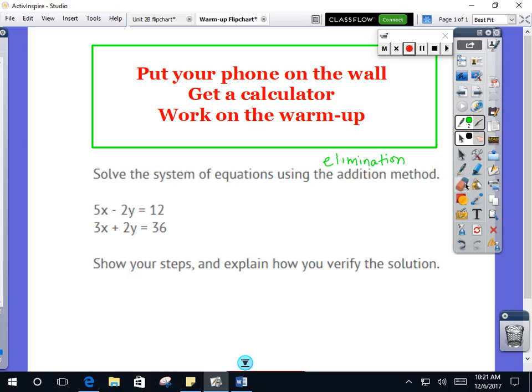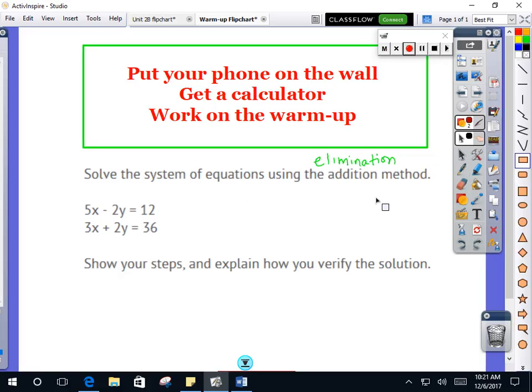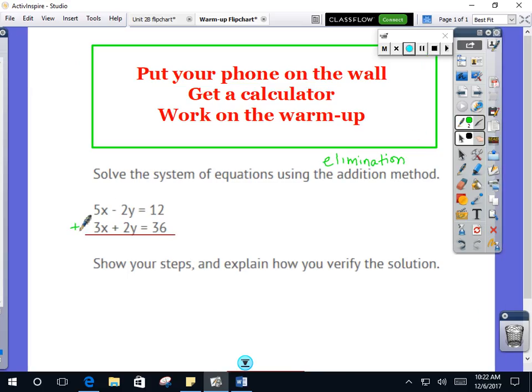Okay, so the first thing that we're going to do is look for the variable that can be eliminated. Which variable up there can be eliminated? The y. And why can we eliminate the y? They have the same number, but they have opposite signs. To eliminate a variable, the variable has to have the exact same number beside it in the coefficient place, but opposite signs. Once you know that a variable is ready to eliminate, you simply add the two equations together.